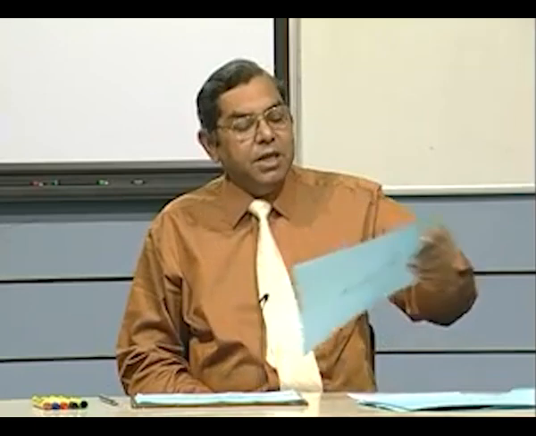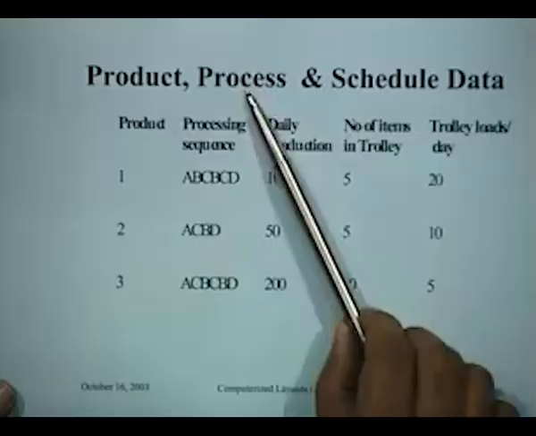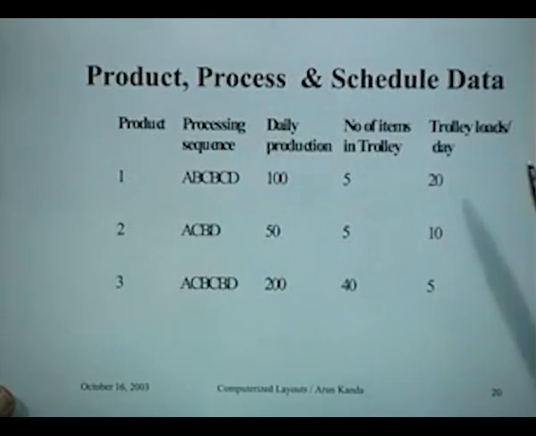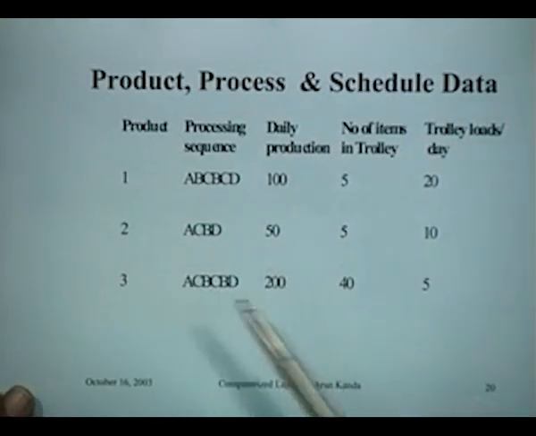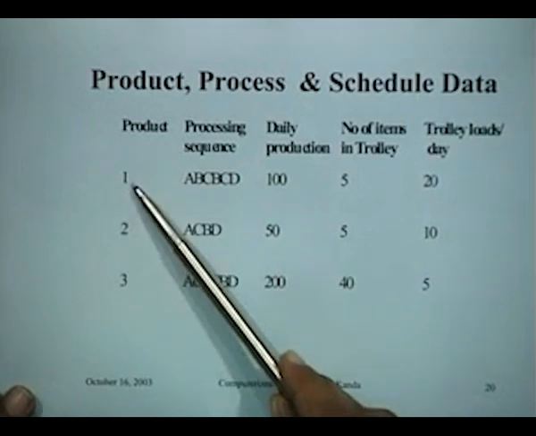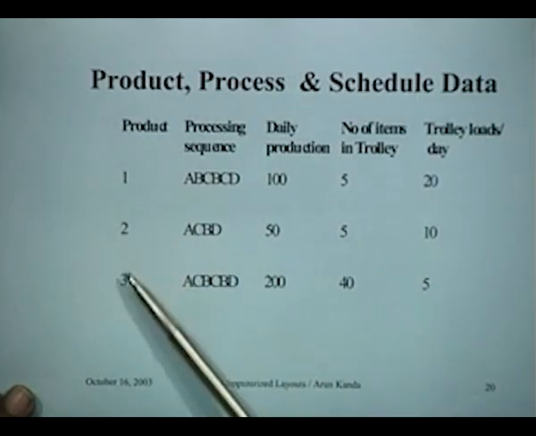Let's look at the major inputs required for this particular package. If you recall the systematic layout planning procedure, which says what the various inputs are. These inputs pertain to the product, process and schedule, right? So let's take an example, and in this example we are dealing with three products. Let's call them 1, 2 and 3.